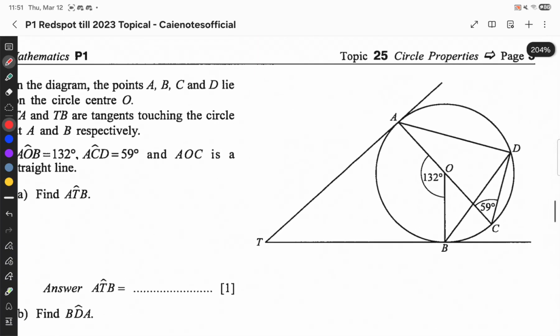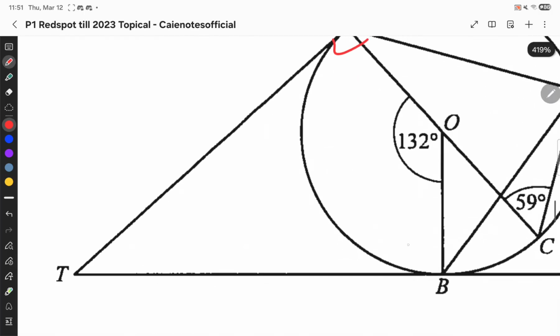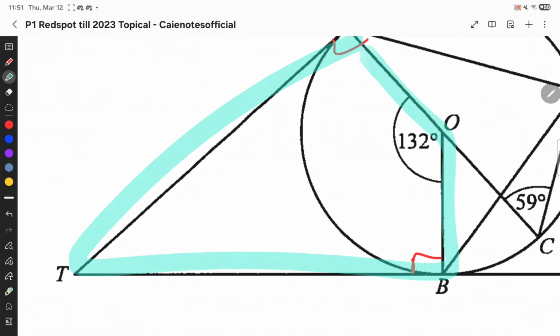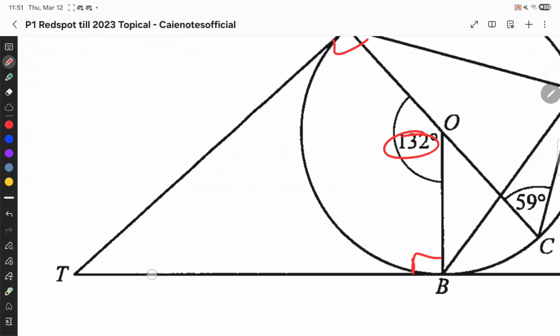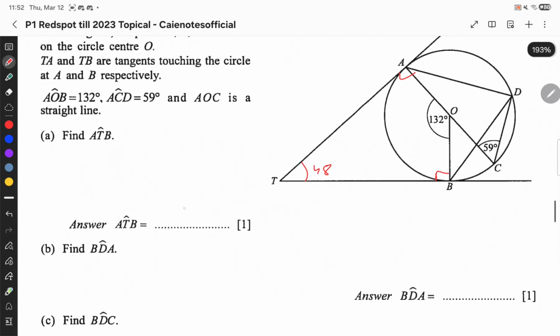Okay, find ATB. So remember, this is 90, this is 90. The center angles add up. Why? Because this is a quadrilateral. 360 minus 90 minus 90 is equal to 180, and 180 is 132 plus this angle. So 180 minus 132 is equal to 48. Be careful of what you are typing in your calculator.